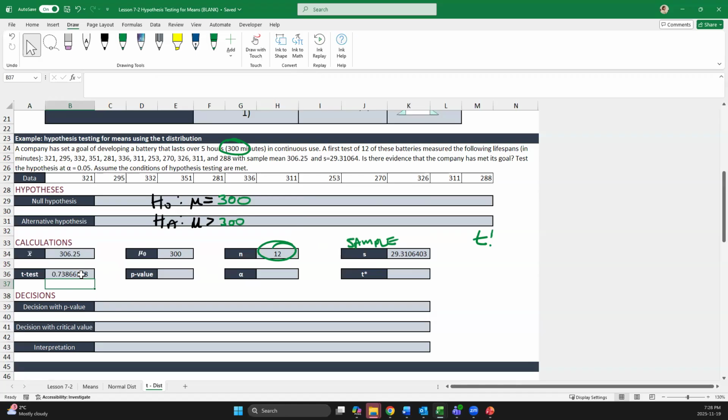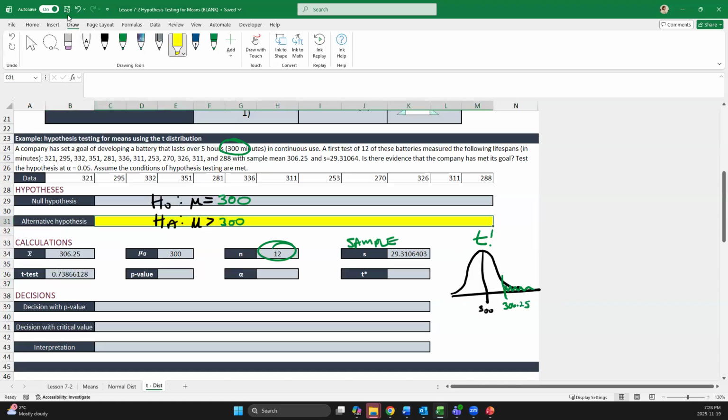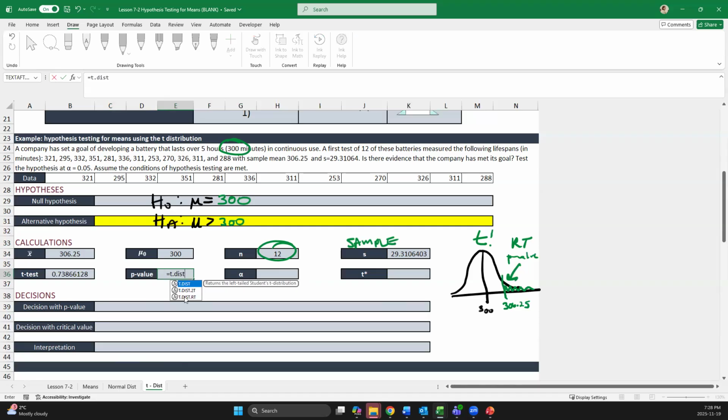To calculate the p-value, you have to think about what type of test you're doing. For the type of test, always look at the direction in the alternative. The population goal is 300 minutes, but in the sample, we got 306.25 minutes, which is greater than that. So the alternative has the greater than symbol. Because the alternative has the greater than symbol, we're trying to find the probability of being greater than. That's our p-value. And it's on the right or upper side of the distribution, which means if you want to find that probability, you should use t.dist.rt.